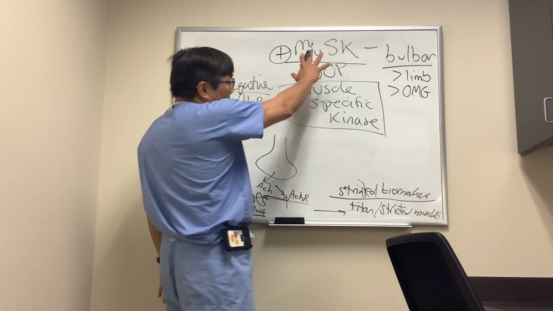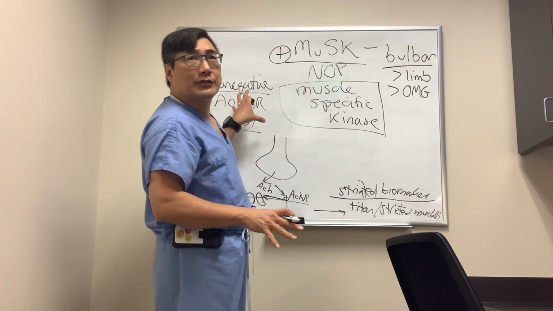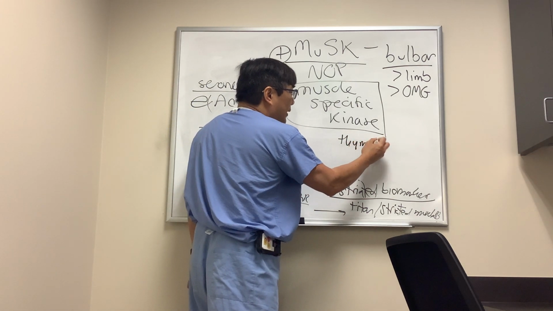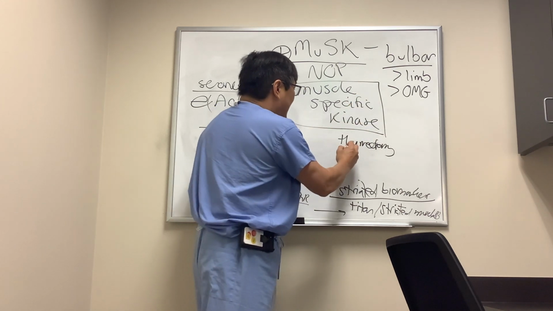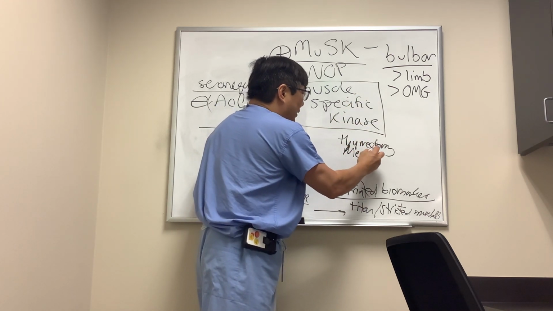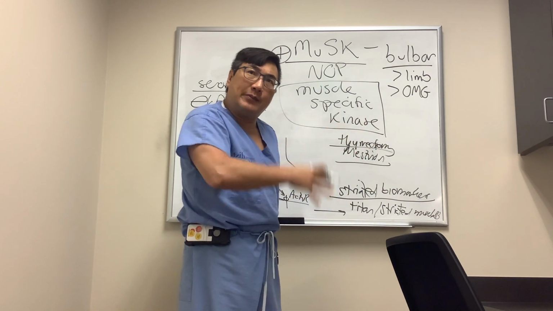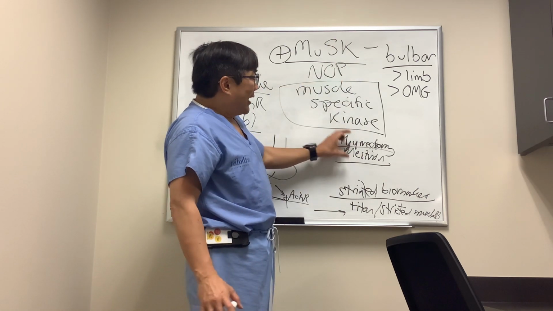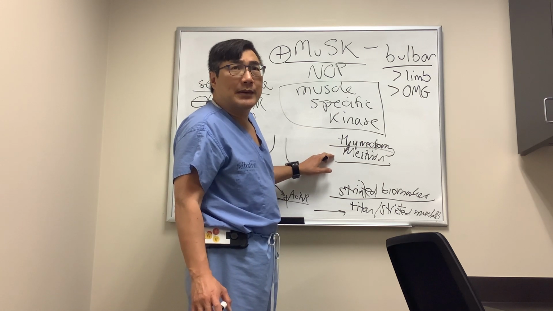The other thing you need to know about MuSK is it tends not to respond to certain therapies that are useful in acetylcholine receptor positive myasthenia gravis, including thymectomy. And just like with ocular myasthenia gravis, the Mestinon and the pyridostigmine don't seem to work as well as prednisone and immunosuppressive agents in MuSK. So we're less likely to use thymectomy. You shouldn't be surprised if we don't get a good response to the Mestinon.